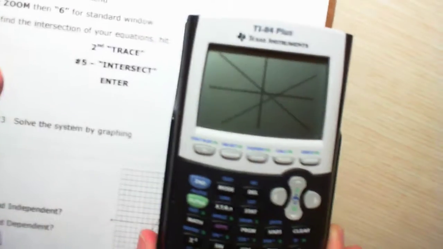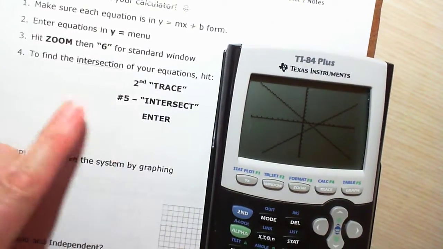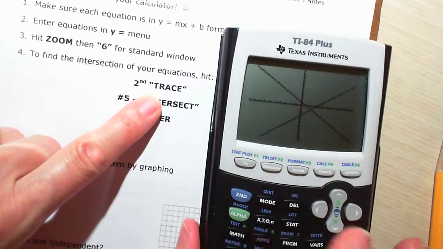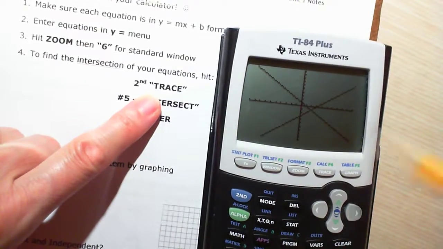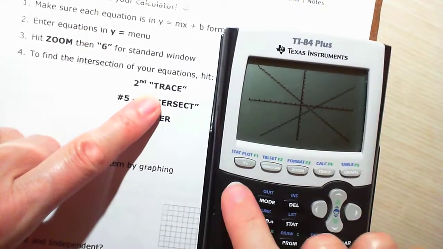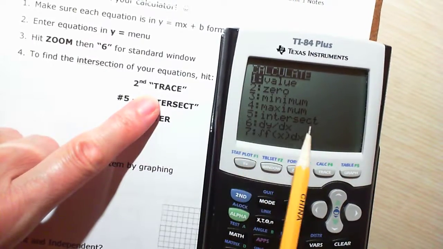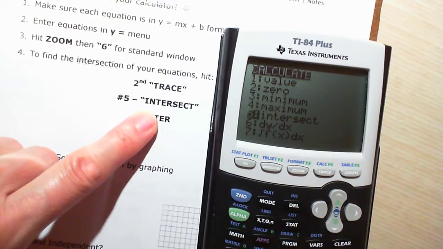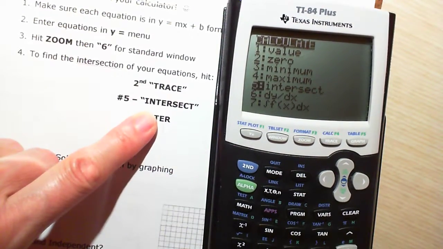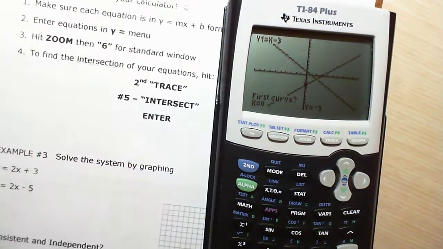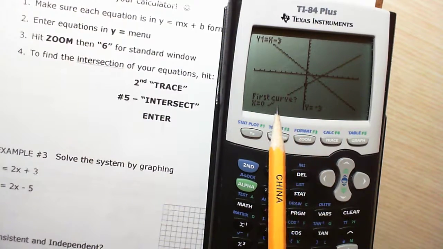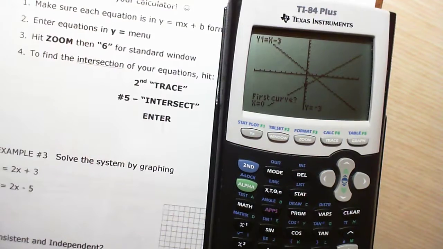So that's what these steps here are describing for you. To find the intersection of your equations, hit second, that's this button, and then trace. So what you're choosing is this calc. So second trace, and I want intersection, menu item 5. So you can go down to 5, or you can just hit the number 5. And then I want to hit enter. And then it's going to ask you, what would you like me to find the intersection of? It asks you the question, first curve. It uses the word curve, even though these are straight lines, that's okay.